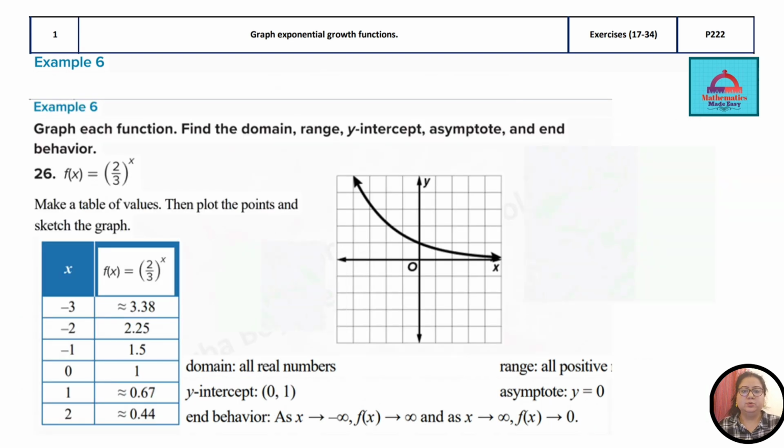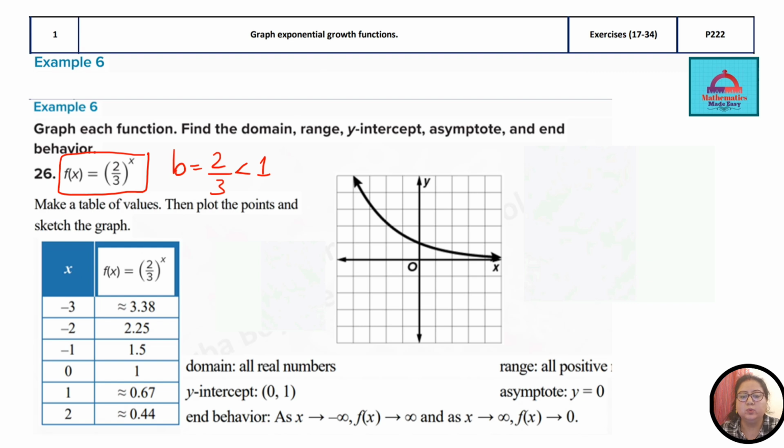Okay, so let's do the next question now. Here we have to graph the function f(x) = (2/3)^x. So I have put here the solution for you. Again, the base is less than 1, so it's going to be a decay function. So I hope by now you're confident in this method.